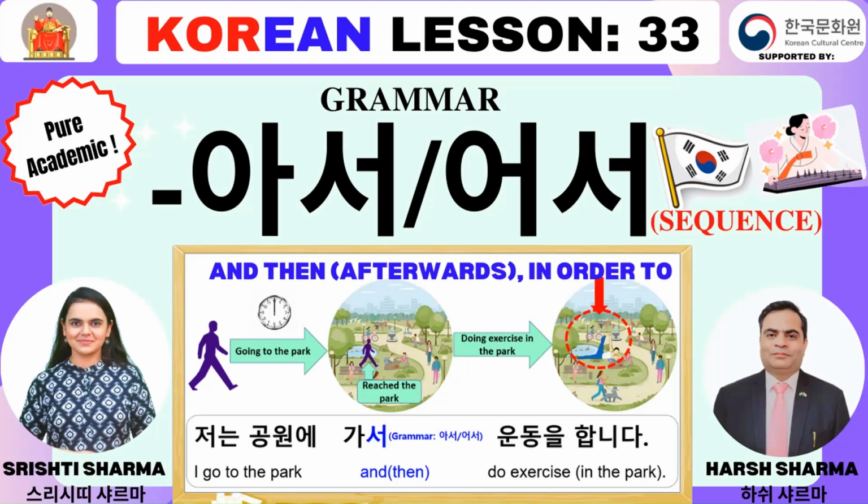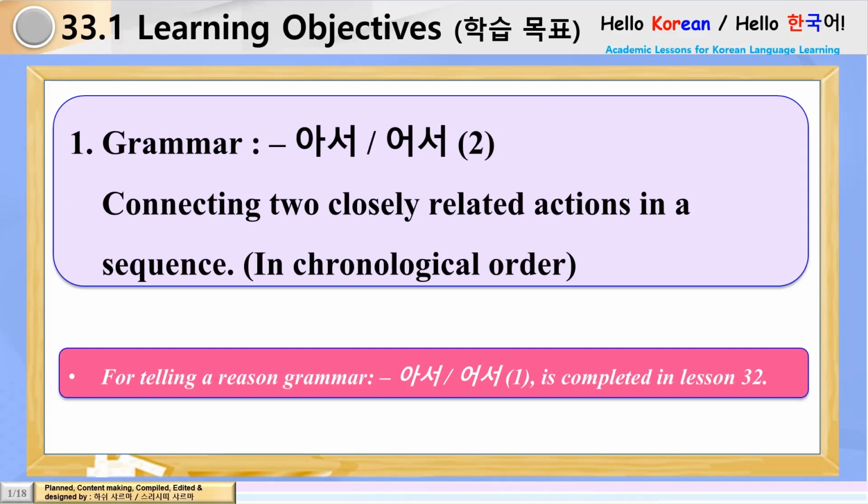In this lesson, we are going to learn a new grammar that is 아서/어서, which is extensively used in daily life. Grammar 아서/어서 is used for connecting two closely related actions in a sequence, meaning in a time sequence.